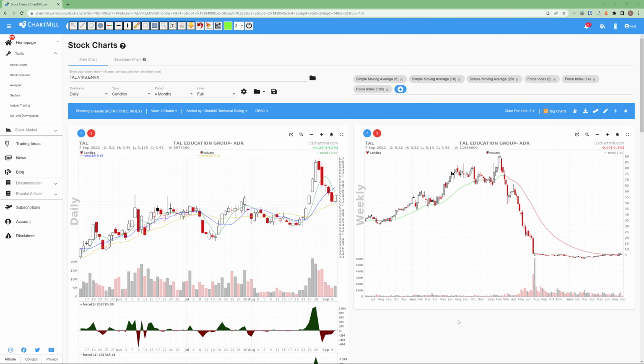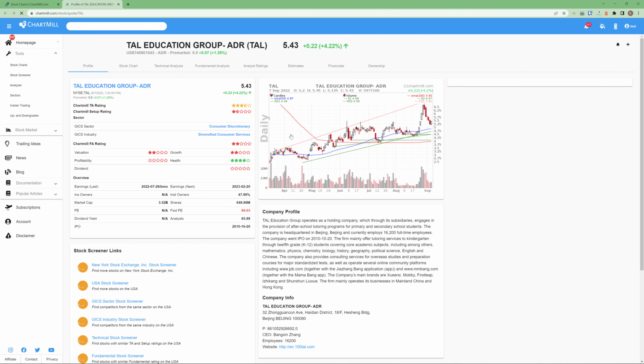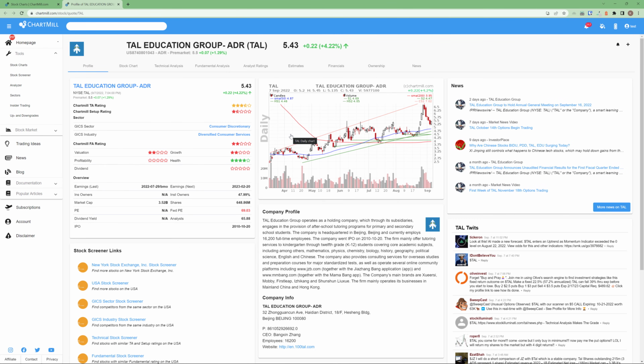By using predefined screens and adding stocks to different watch lists, in no time you have a nice list of stocks that show interesting setups. And each setup can then be explored in more detail. By clicking on this profile, the open profile icon, you go to a separate profile page of the stock where you can find a lot of additional information.